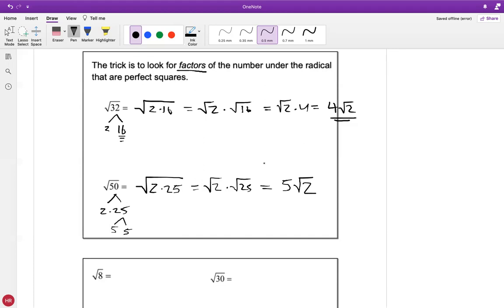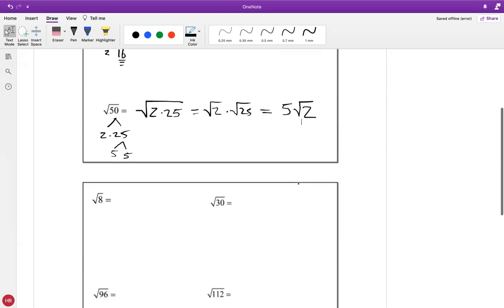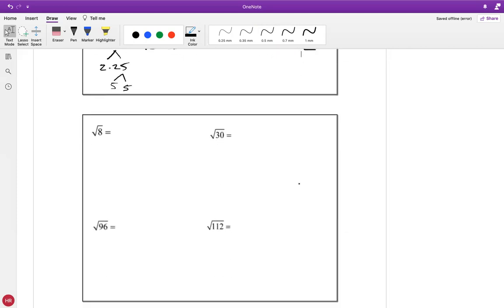The only thing I didn't do in this problem, which I did in the one above, is write this one step. I removed that one. I could see this was 5, and I knew that it had to be in the front, so I just wrote it in front immediately. So 5 root 2. That's what the square root of 50 is equal to: 5 times the square root of 2. We can do that for all of these. We'll do a couple of them at least.